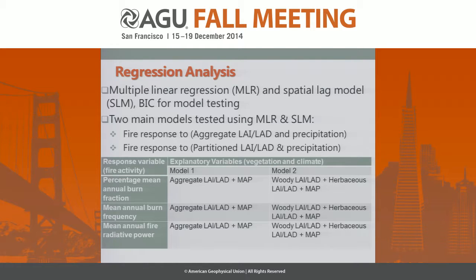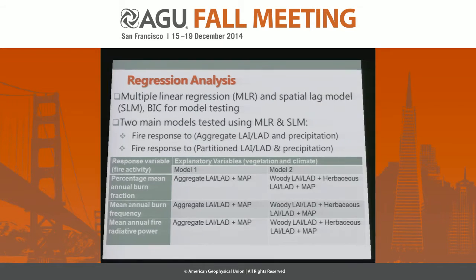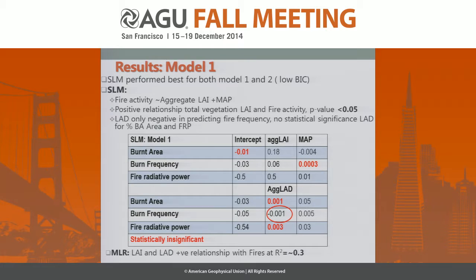And we applied these 2 models for the 3 components, as I mentioned: the burn area, the mean annual burn frequency, and the FRP. In our model, we found that SLM, or the spatial lag model, performed best for both model 1 and model 2. And this is based on low Bayesian information criterion.